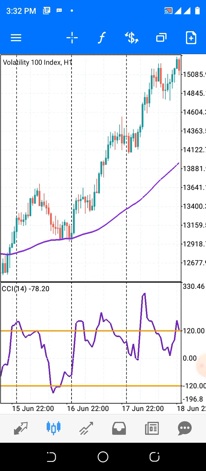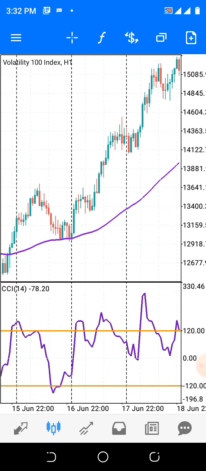Now, this is how the strategy works. First of all, identify the direction of the market, whether the market is in uptrend or downtrend. That is the first point. Now, the second point is for you to consider the side of the CCI, whether it is up or down. Now, I will show you what I mean.